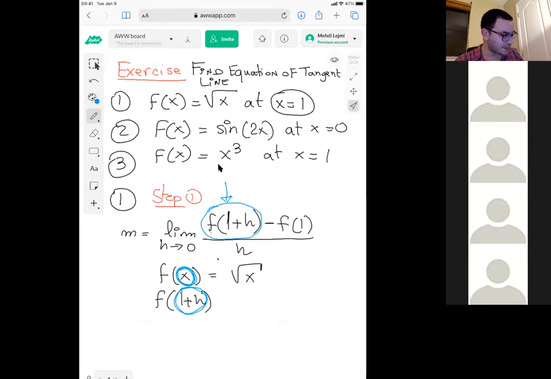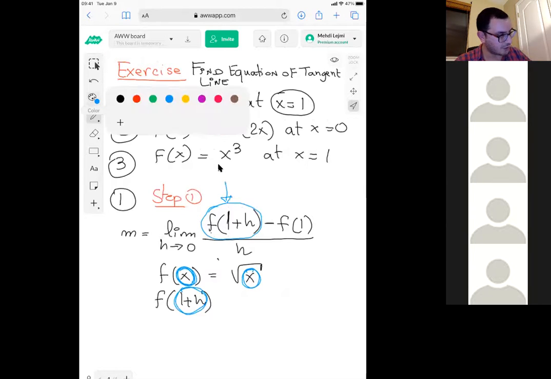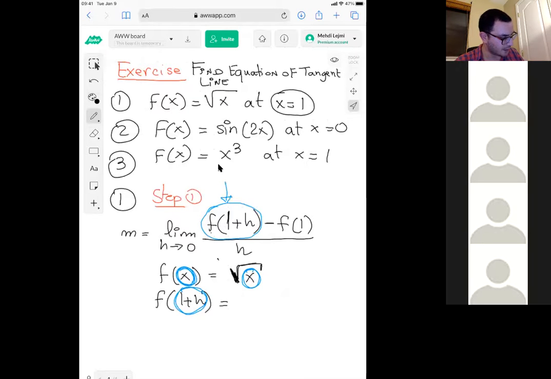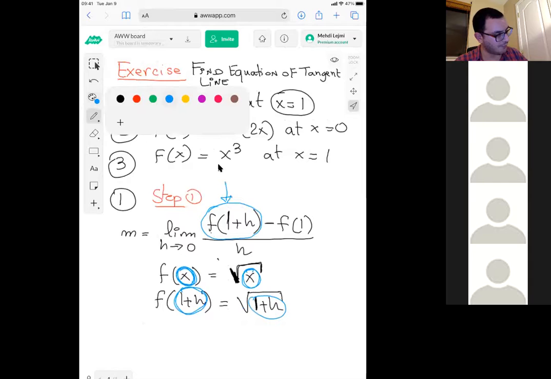So whenever you have x, you have to replace it by 1 plus h. You see this x here? You replace it by 1 plus h. You have the square root, so we have the same square root, but instead of x, we're going to have 1 plus h. You just plug in 1 plus h instead of x. Okay, perfect. So that's the square root of 1 plus h. Then you need f of 1, right?